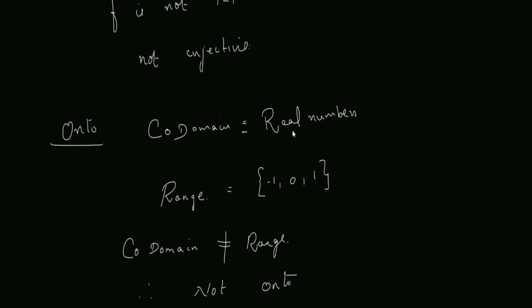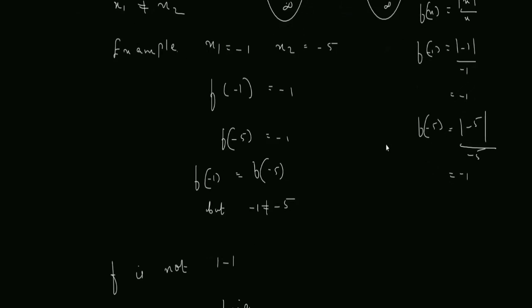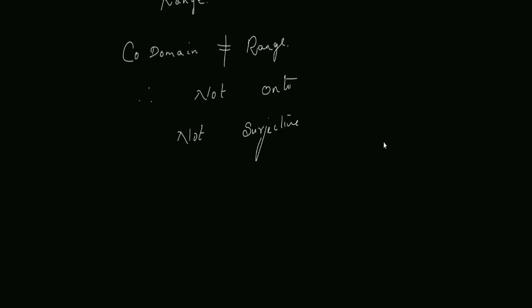Now onto. The codomain is the set of real numbers, but what is the range? Only minus 1, 0, 1. You will not get any other answer. So the codomain is not equal to the range. Therefore, the function is not an onto function. The function is neither injective nor surjective.